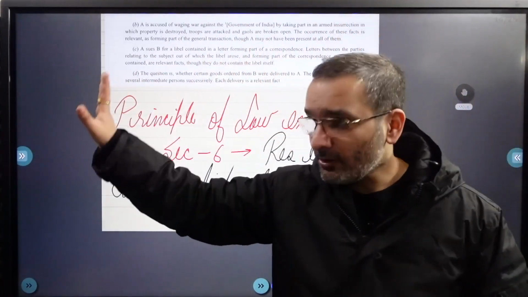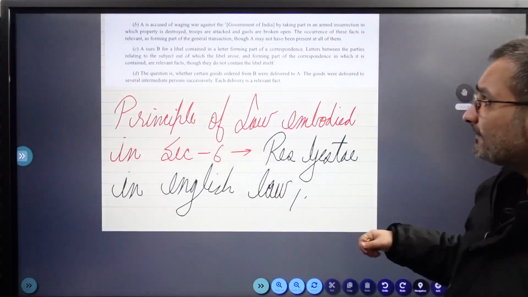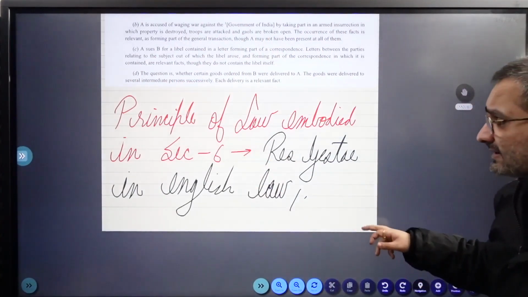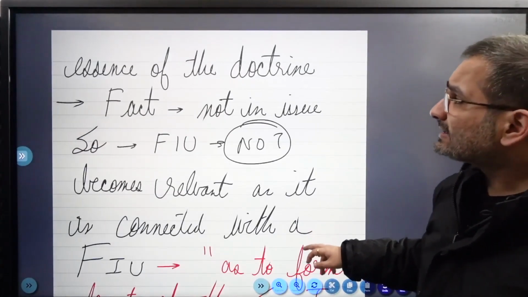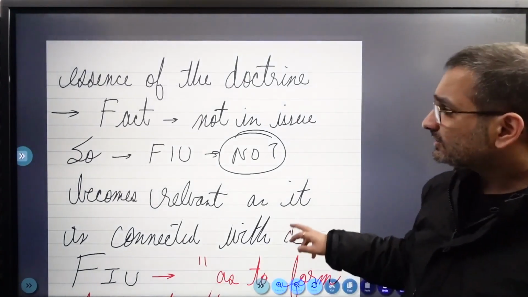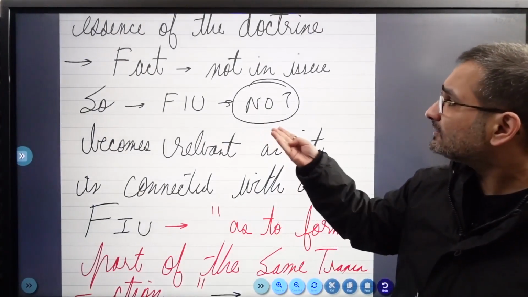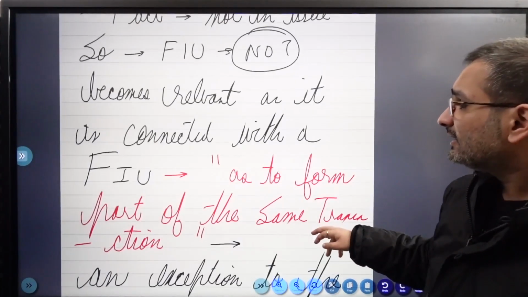Right? Hopefully अभी तक हम जितने लेक्चर करके आए एविडेंस एक्ट के सारे अपने क्लियर है. Principle of law embodied in section 6 is res gestae, is known as res gestae in English law. So the essence of the doctrine is, well, the fact is not an issue. So therefore आपका fact and issue को it doesn't become relevant as it is connected with the FIU.